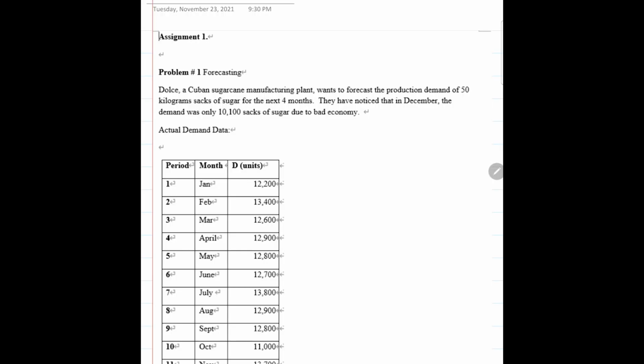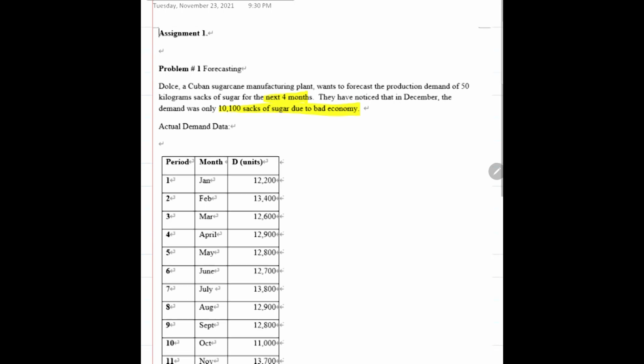Okay, so we're gonna go over problem number 1. They want to forecast the next 4 months. They noticed that demand in December was pretty bad because of the bad economy. This shows that the most recent data is more valuable, so we're gonna use exponential smoothing. Before we do it, we need to visualize the data first.